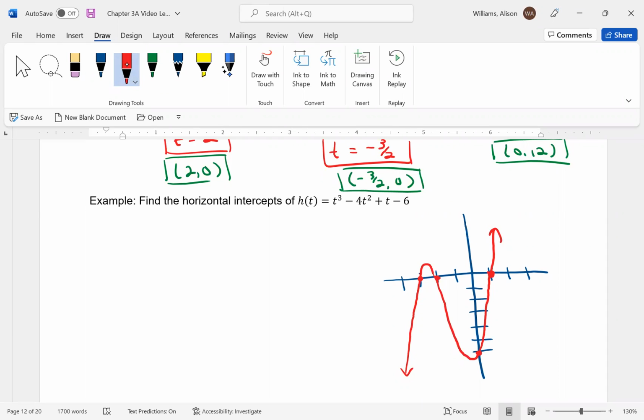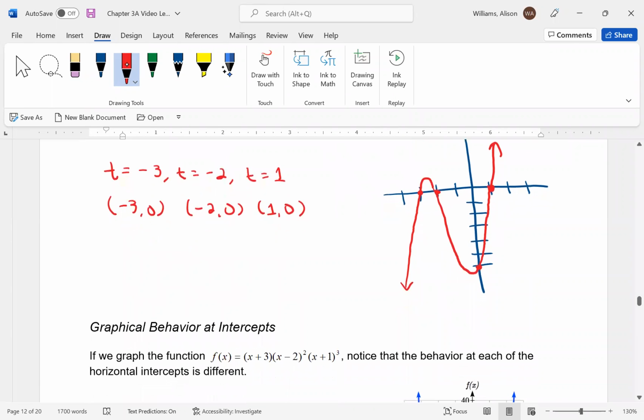But now I can see that there are horizontal intercepts at, here, I'll write it out both ways. So at t equals -3, -2, and 1, or I could do (-3, 0), (-2, 0), (1, 0), depending on if they want the ordered pairs. And we could verify that those are in fact the intercepts. If for some reason we're unsure, we could plug them in and make sure we get 0 when we plug in -3, -2, and 1.